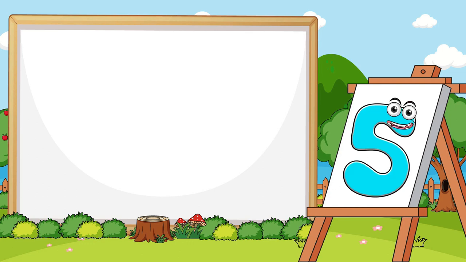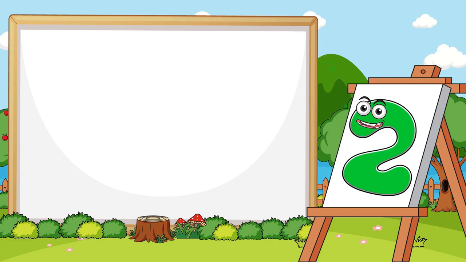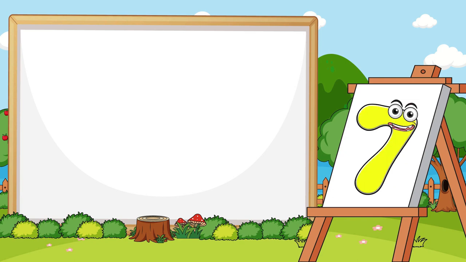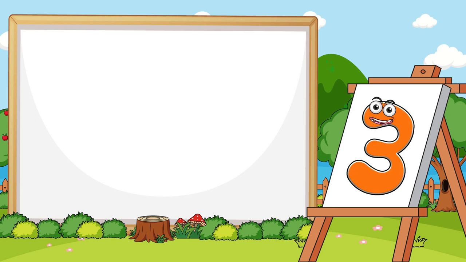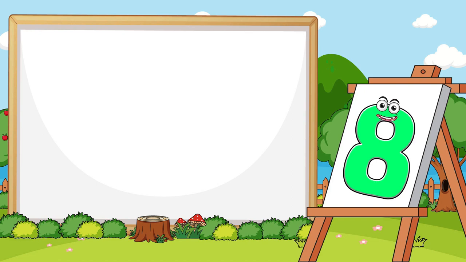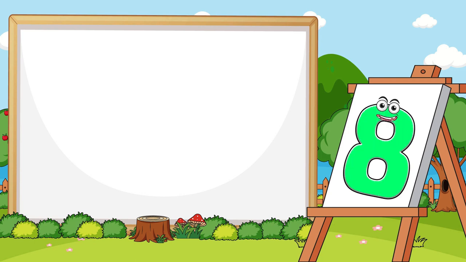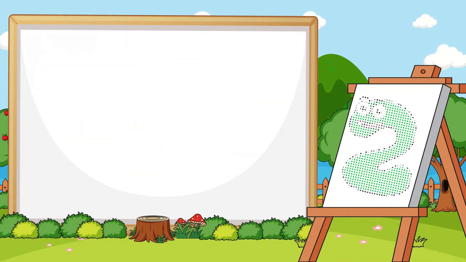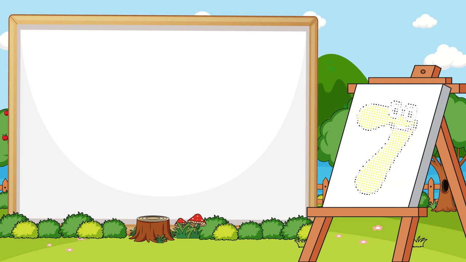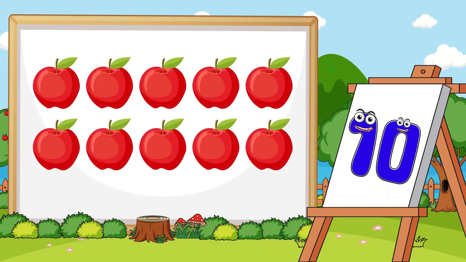1, 2, 3, 4, 5, 6, 6 bananas. 1, 2, 3, 4, 5, 6, 7, 7 stars. 1, 2, 3, 4, 5, 6, 7, 8, 8 cats. 1, 2, 3, 4, 5, 6, 7, 8, 9, 9 bears. 1, 2, 3, 4, 5, 6, 7, 8, 9, 10, 10 apples. Woohoo!